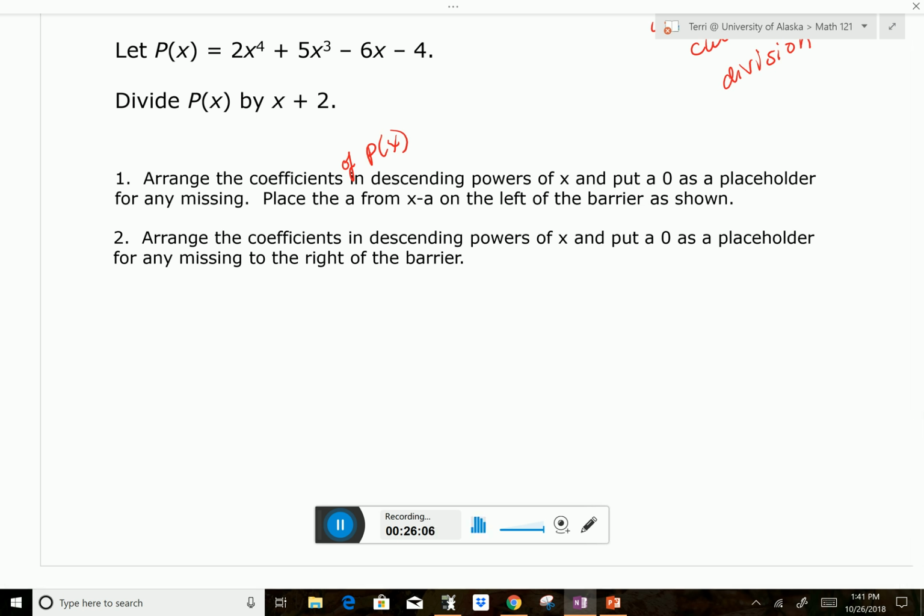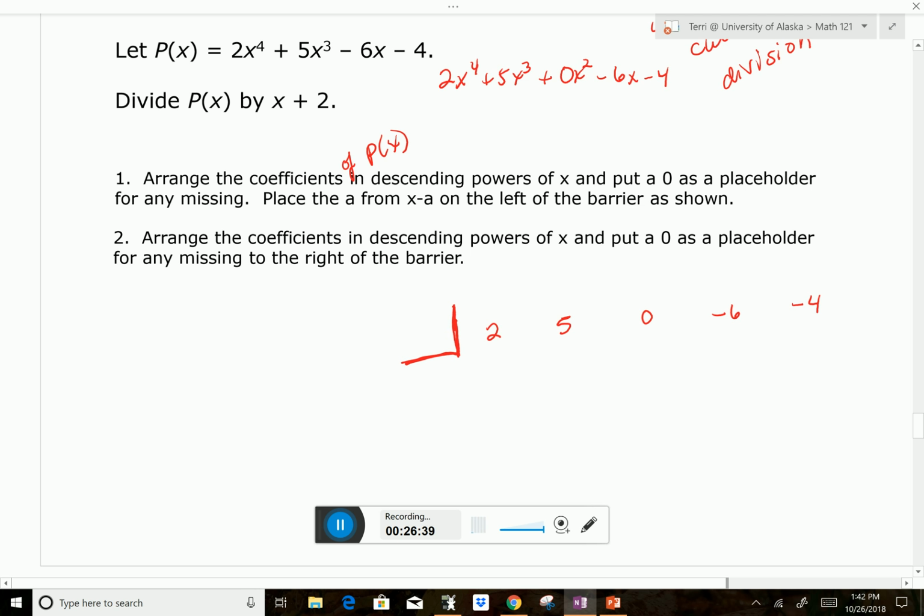So we're going to look at this. Do I have anything missing in this case? I'm just going to arrange the coefficients. If I rewrite this, I have x to the 4th, I have x cubed, but I don't have an x squared, so I put 0 as a placeholder, then 6x minus 4. So I place 2, 5, 0, negative 6, negative 4. And then I put a little backwards L right here.